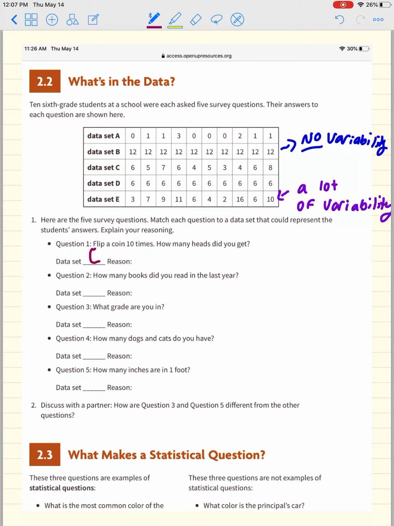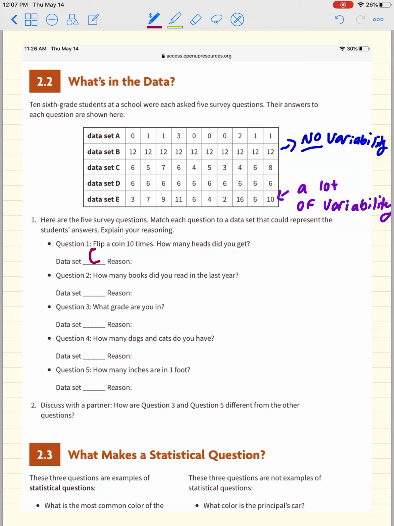Okay, question 2. How many books did you read in the last year? So just thinking about that question, students, there's going to be a lot of variability in this question. So some students may have read a ton of books. Maybe you're a huge reader. Maybe you only read one book in the last year. So I think this question is going to be one with a lot of variability.